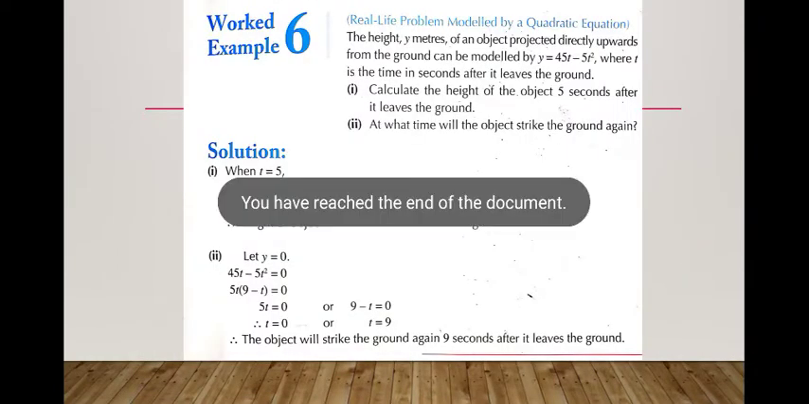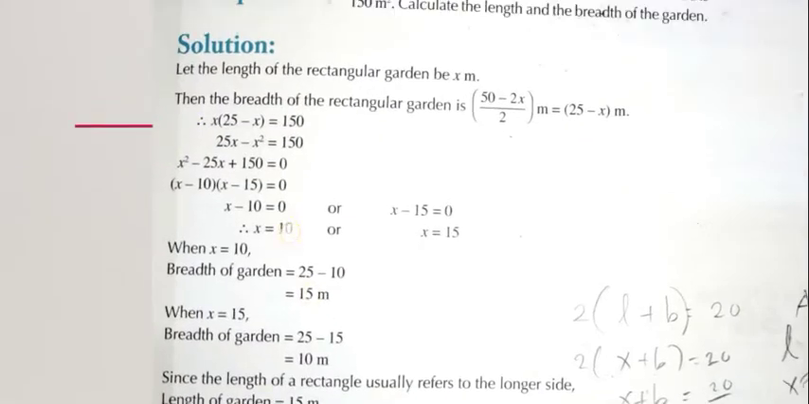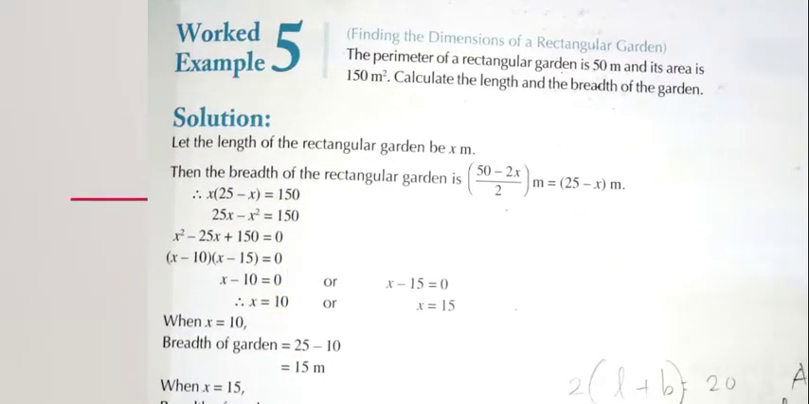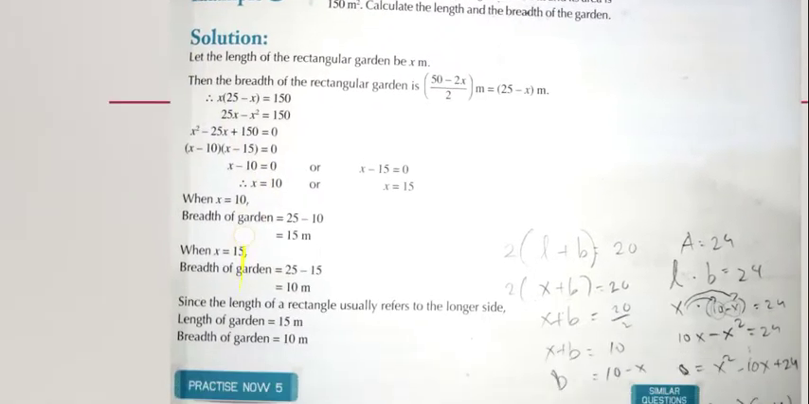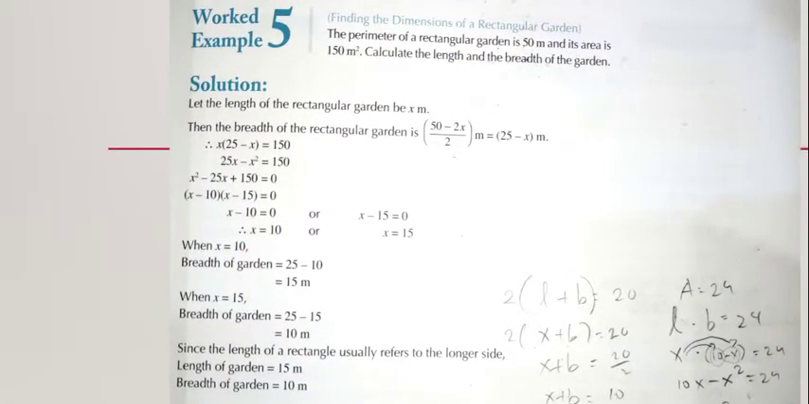Okay, next one. The perimeter of a rectangular garden is 50 meters and its area is 150 meters squared. Calculate the length and breadth of the garden.